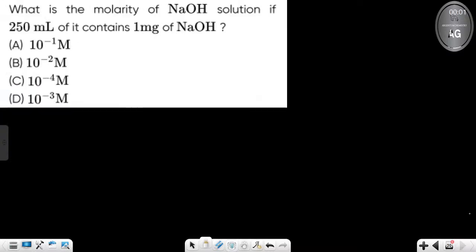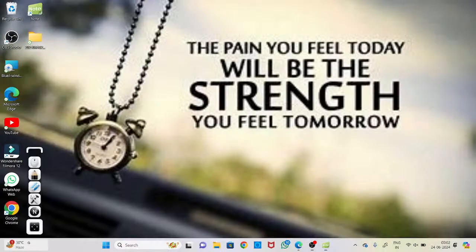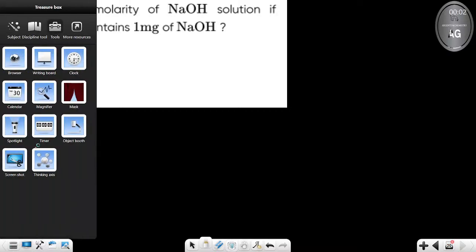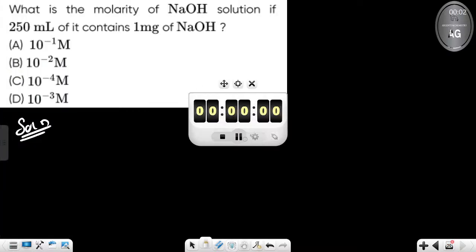Next we have one more. Do this first, then another question, and then I'm going to teach you mole fraction. That's going to be the last topic for today, and an advanced, really tough question on mole fraction. Let's put the timer for this, 1 minute 30 seconds.